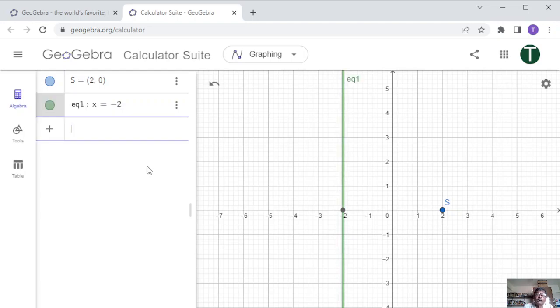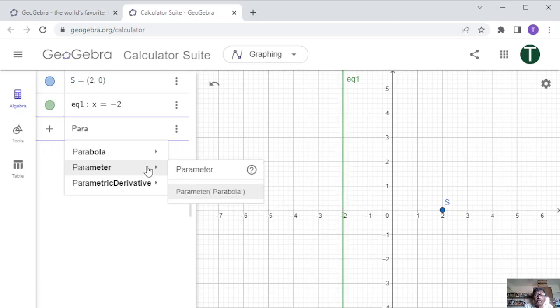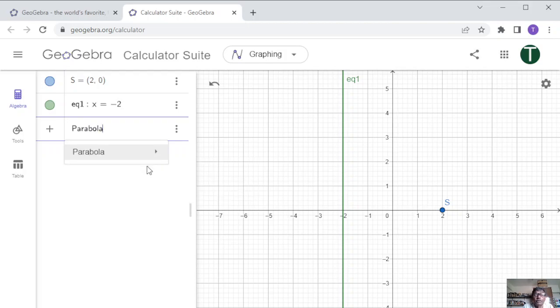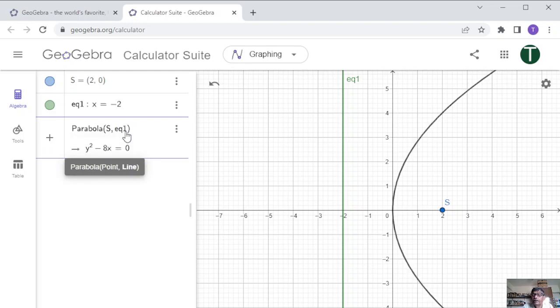Then once these two are known, you can draw a parabola just by typing parabola. You need not remember, you just simply write a few letters of parabola, and then there are options, as you can see, a point and a line. That is the option I'll choose, and the point means it is the focus, and the line means it is equation 1. Is that clear? Equation 1, and the parabola is drawn.